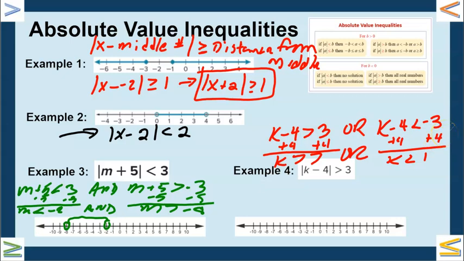Since I'm just having greater than and less than symbols, I have an open circle. So open circle at 7, open circle at 1, and it's got to be greater than 7, or it's going to be less than 1. And since they're going in opposite directions, they're not connected. That's why we have the keyword or. So that is how you can solve absolute value inequalities.